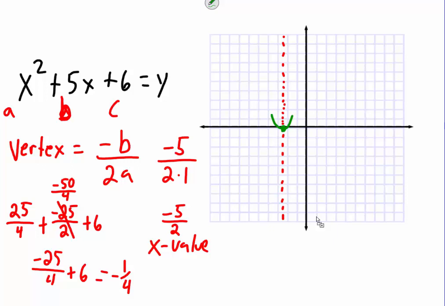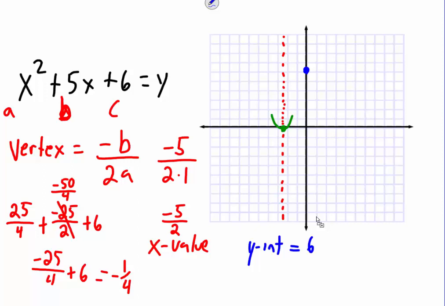Now, we would need a minimum of at least one more point in order to sketch a graph of this quadratic. So I'm going to use the y-intercept for a moment. For the y-intercept, all I have to do is make the x's 0. So 0 squared plus 5 times 0, all that goes to 0. So I just have a y-intercept equals 6. So I'm going to go up here, 1, 2, 3, 4, 5, 6. I'm going to put a little dot at 6.